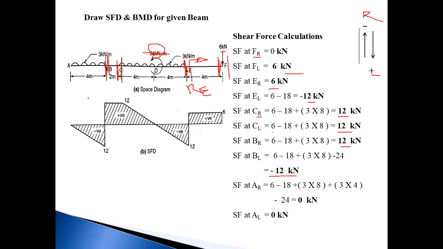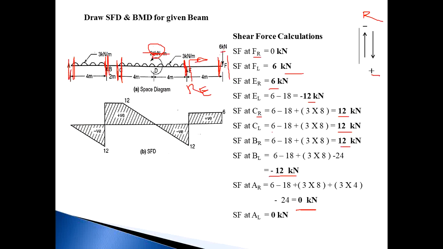Then next, move towards point A, mark a section just right of A and consider the right side. Now the number of forces on the right side of the section is 5. That is, the first one is 6 kilonewton, RE, UDL, RB, and one more UDL in between A to B. So 6 minus 18 plus 3 into 8 plus 3 into 4 minus 24. So solving this equation, we got SF at AR is equal to 0.